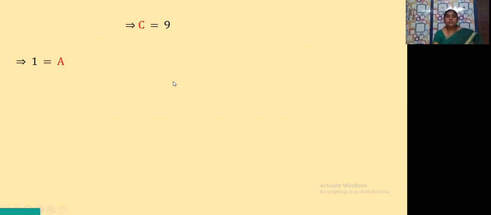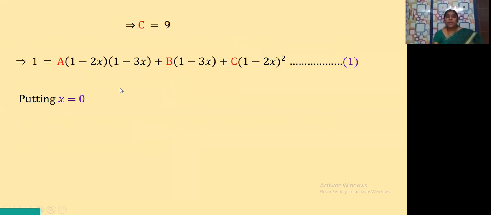A. Yes. So 1 is equal to, this is equation number 1, and putting x is equal to 0 in equation number 1. Why am I putting x equal to 0, children? Because here we have only two linear factors, and we have substituted x is equal to 1 by 2 and x is equal to 1 by 3. But here one more constant is there for us to find out. There is no other linear factor, so we can substitute any value for x. Among the values we have, I can substitute x is equal to 0, because by giving x equal to 0, simplification becomes easy.